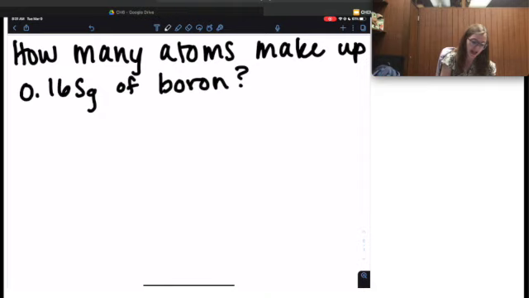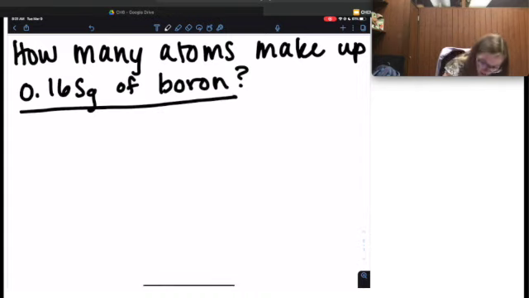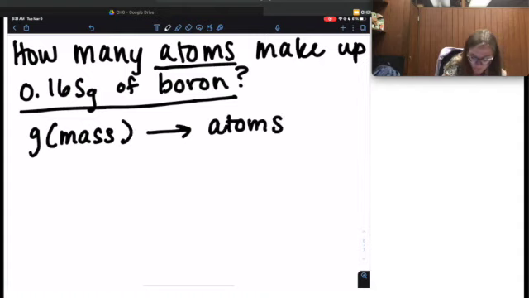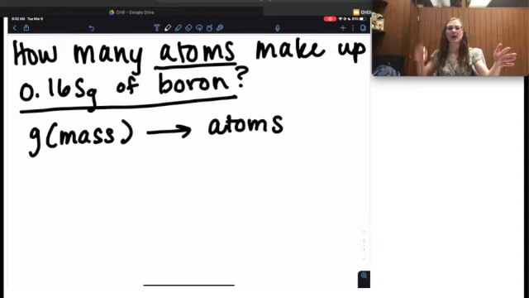Number 3 says how many atoms make up 0.165 grams of boron. So it looks like I have 0.165 grams of boron, and I'm looking for a number of atoms. So I'm trying to go from grams, which is a mass, to a number of atoms. The thing that I see here is that I'm trying to compare mass and atoms. Well, we don't really have a direct comparison for that, right? We know atoms and moles, and we know mass and moles. We don't know atoms and mass.